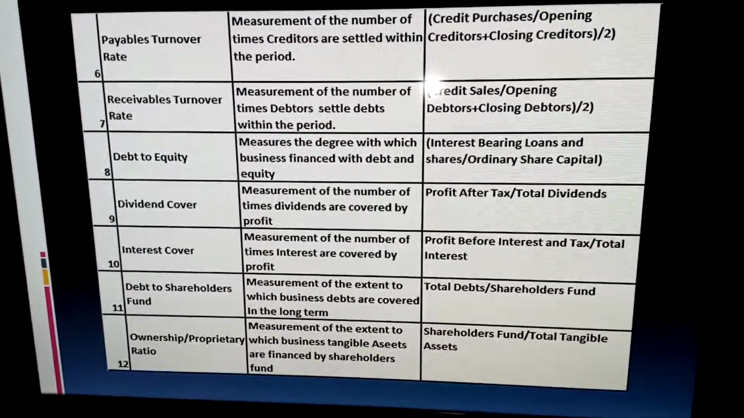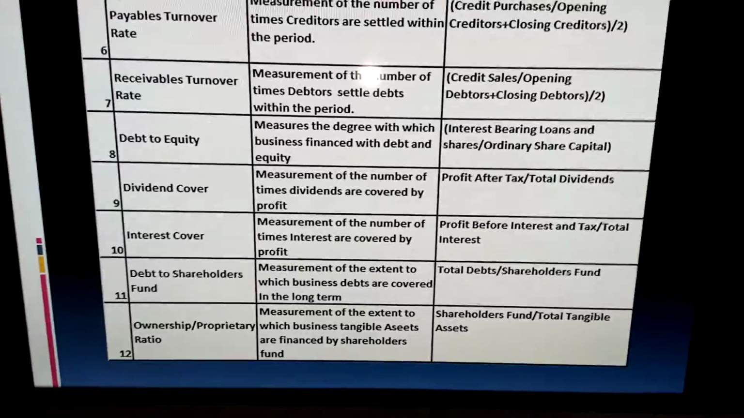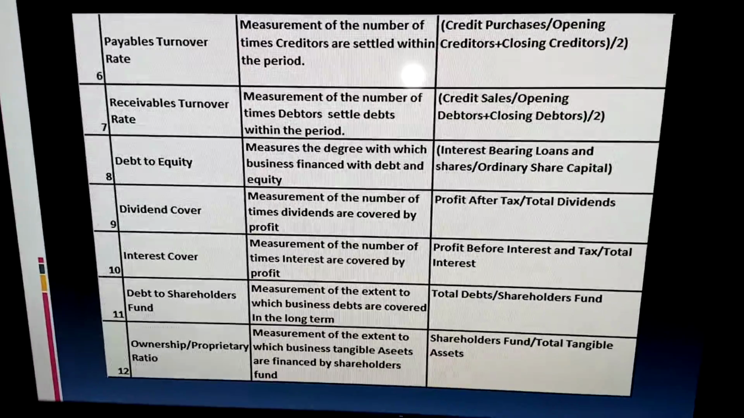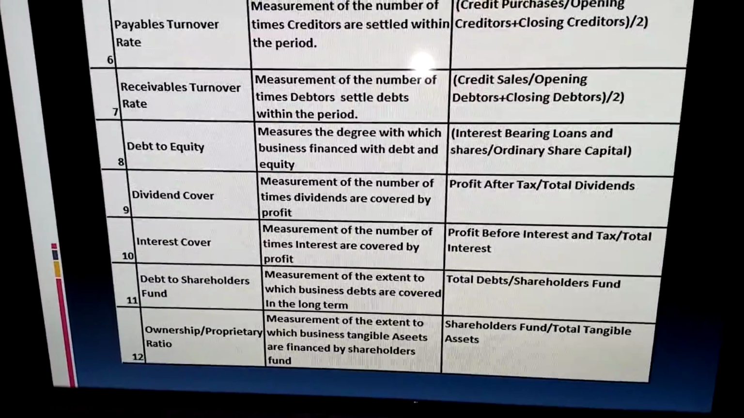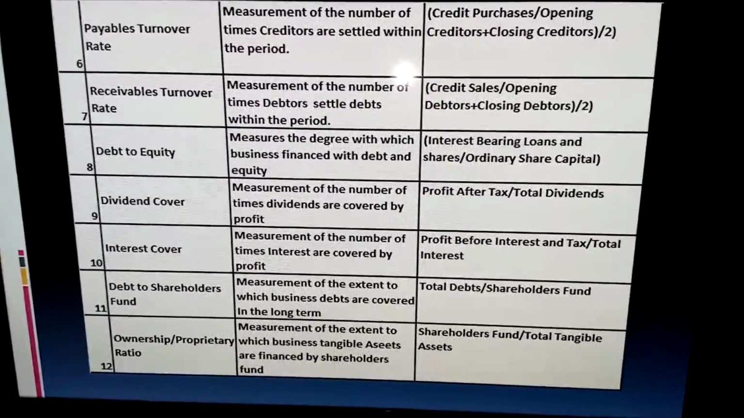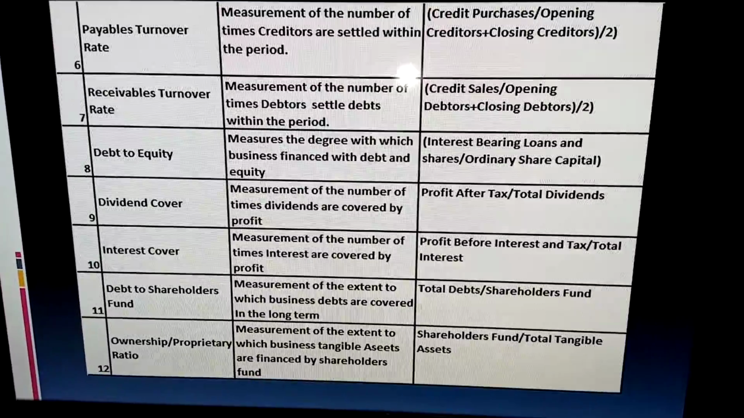Proprietary ratio, also called ownership ratio. We want to say the extent with which the tangible assets of the business are financed by the shareholders fund. Are we saying that the shareholders fund is doing well to finance tangible assets or not?